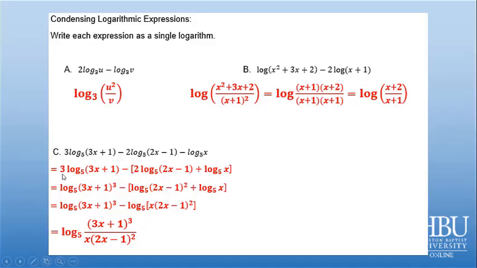Now I'm going to take the factor of 3 and write it as an exponent using the power rule. And here I'm going to take this factor of 2 and write it as an exponent of 2 using the power rule again. And now within the brackets, the sum of these two logs is the log of the product. And then finally, the difference of these logs is the log of the quotient. So I have log to base 5 of 3x plus 1 cubed in my numerator, and x times 2x minus 1 squared in my denominator.